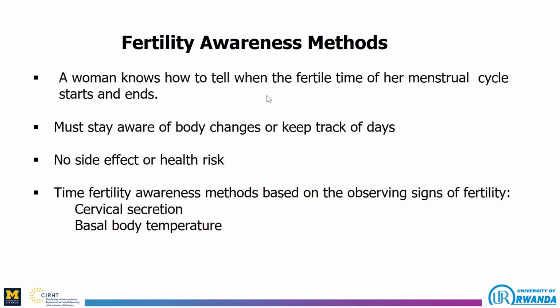Fertility awareness method: a woman knows how to tell when the fertile time of her menstrual cycle starts and ends. She must stay aware of body changes or keep track of days. There are no side effects or other health risks. The fertility awareness method is based on observing signs of fertility such as cervical secretion and the basal body temperature.